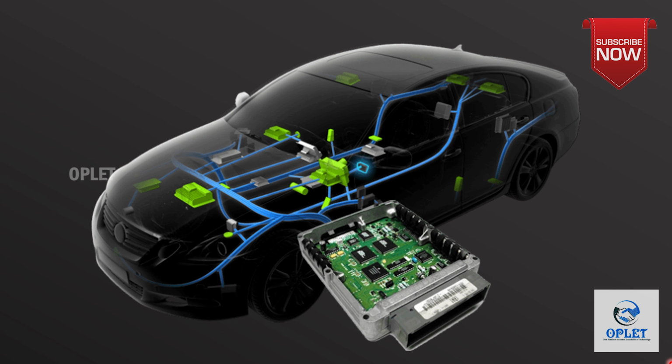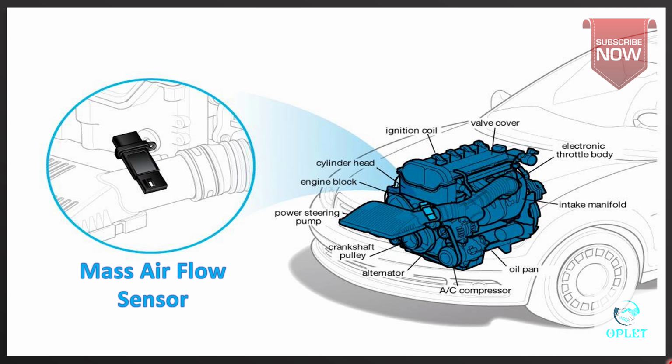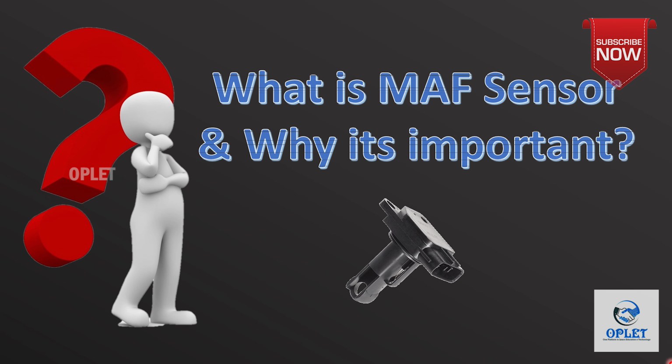When modern engine control units, also known as engine control modules, were invented, they significantly changed the game. They use a mass airflow sensor to measure airflow. So, what is a mass airflow sensor and why is it so important? Let's find out.